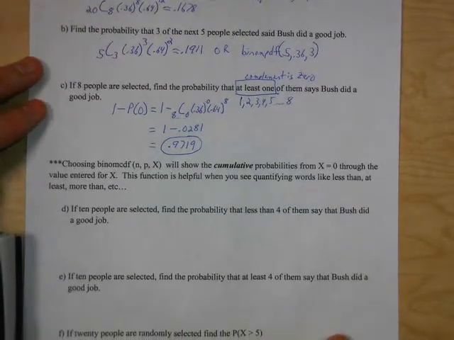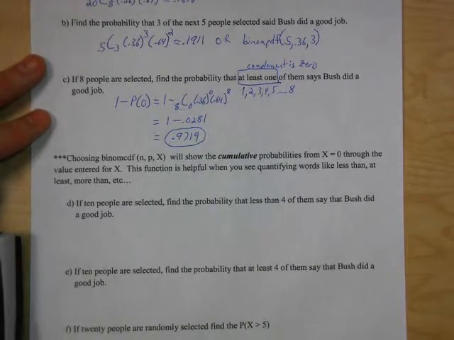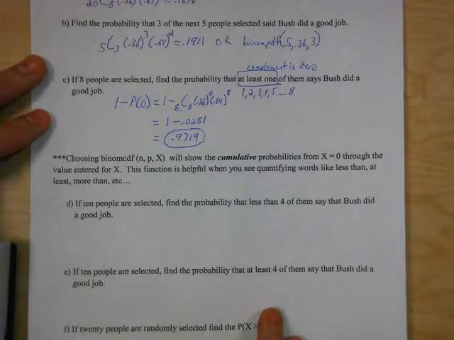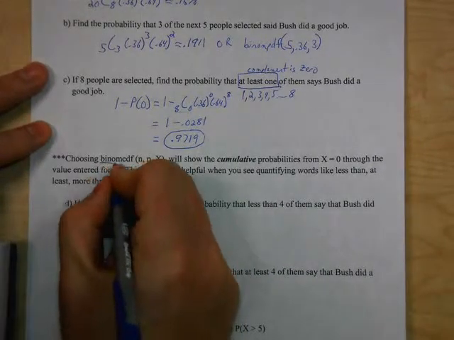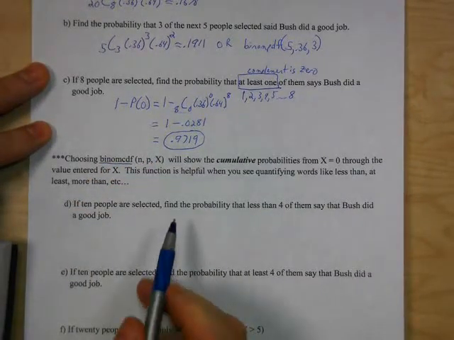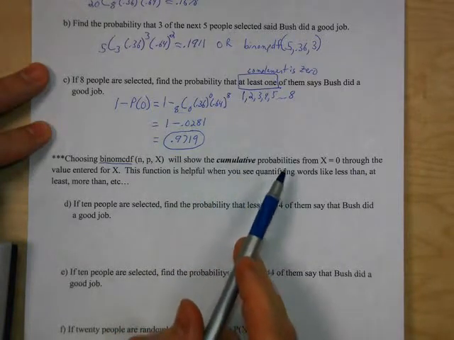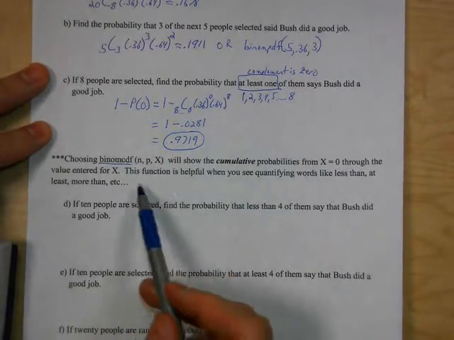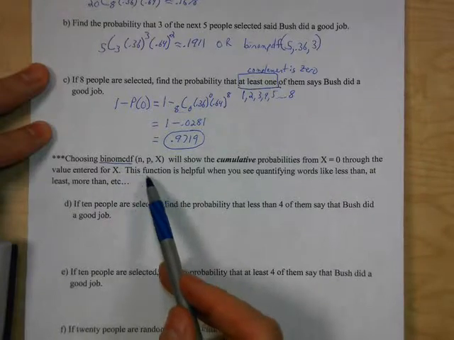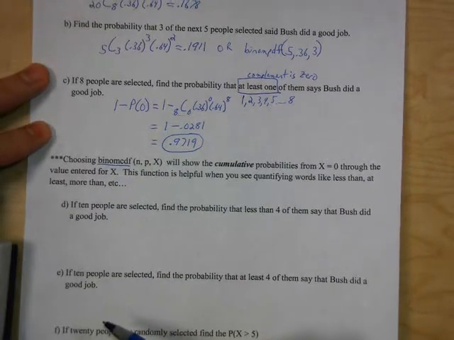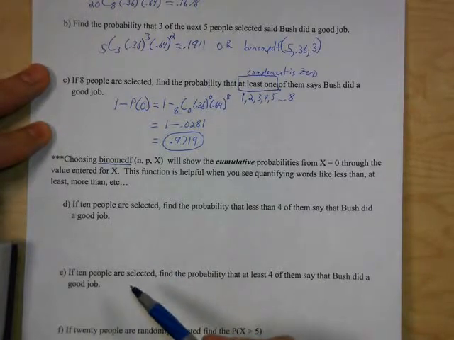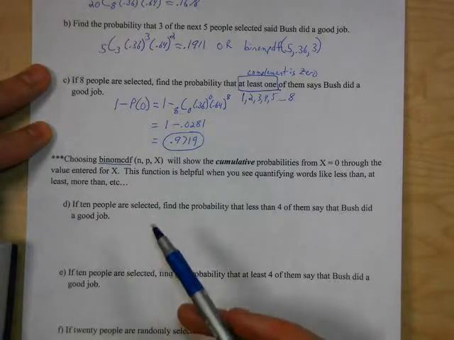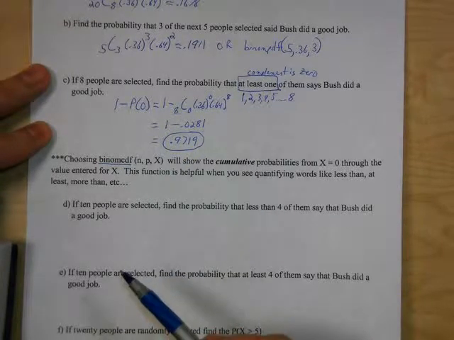Okay, and that'll lead us into the next important thing. We noticed in the calculator when we did the binomial PDF, right below that was a binomial CDF. Okay, what that'll find is the cumulative probabilities from x equals 0 through the value entered for x. This function is helpful when you use quantifying words like less than, at least, more than, etc. Okay, so when you have several of these probabilities that you would have to find and add them up, we're not going to do more than 2 or 3 of these by hand.